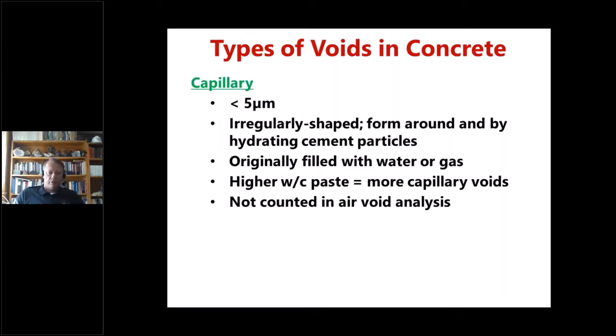Let's start off with defining what a capillary void is. By definition, a capillary void is less than 5 microns in size. Remember, a micron is a millionth of a meter. These guys are irregularly shaped and form when cement particles hydrate. Originally, they're filled with water or gas at the time of their formation, and generally speaking, the higher the water-cement ratio is in the cement paste, the more capillary voids you'll tend to have. Also, because capillary voids are so small, they're typically not counted in an air void analysis just because they're so small and hard to see, but they're there.